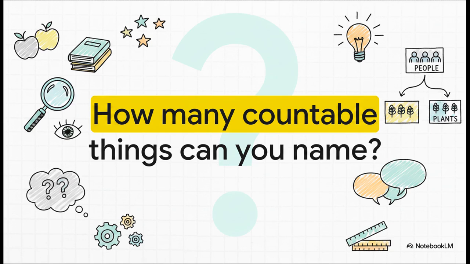So there you have it. It's not a bunch of rules. It's one rule. The difference between countable and uncountable. That's the key. So try it out right now. Just look around the room you're in. How many countable things can you spot? The more you practice thinking this way, the more it just becomes second nature.